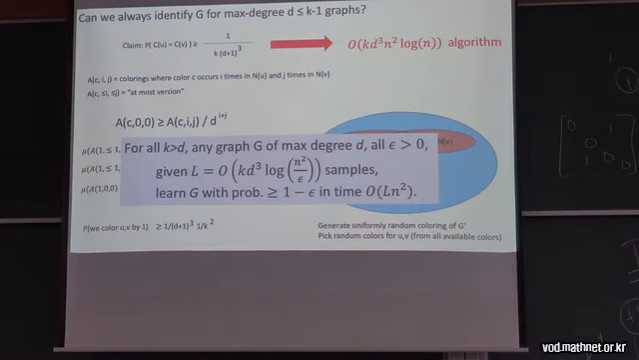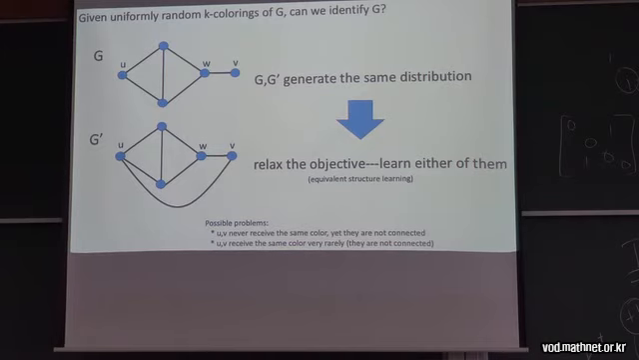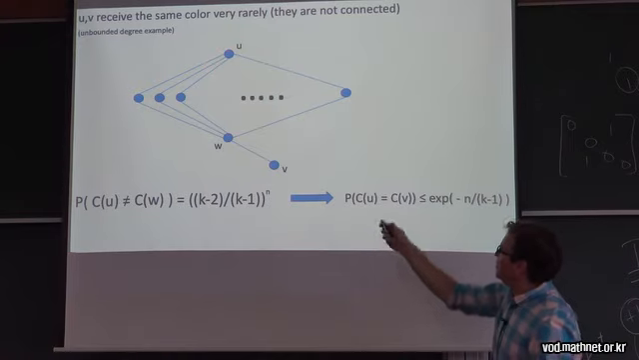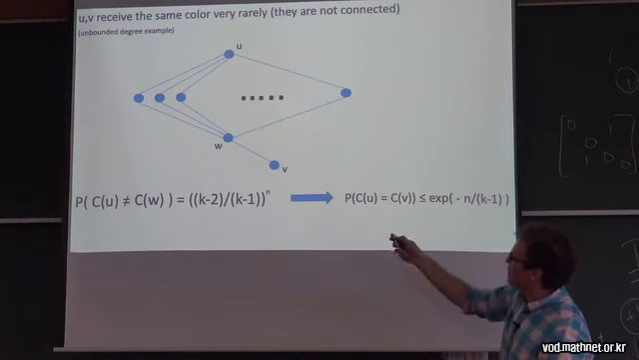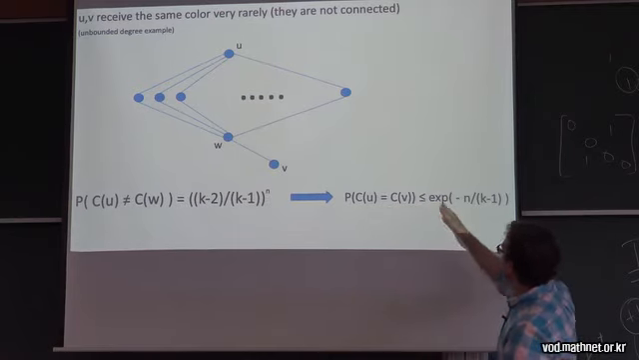Let me give you some idea about this thing over here. I'm in this setting where these two graphs have the same set of colorings. I can't figure out which one it is, but I don't care. Just give me either one. So how are we going to show this? We're going to show an example. When k is smaller than this, there's a pair of vertices which are not adjacent, but the probability they receive the same color is large, and the probability of the opposite is exponentially small in n.